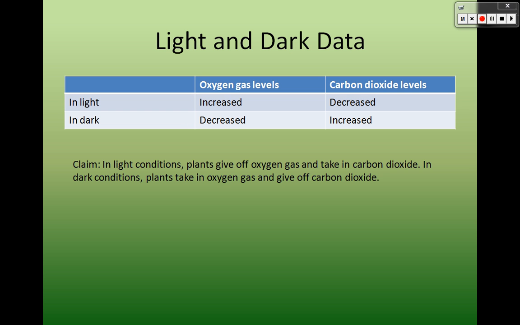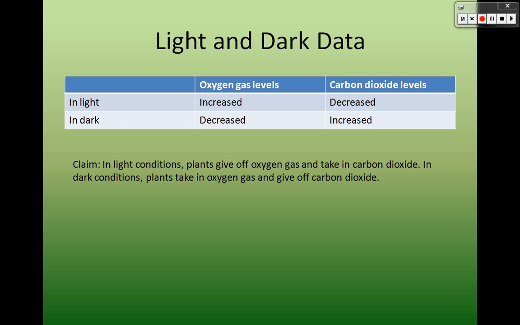And in fact, quite different from what we've always been told, that oxygen is given off by plants and carbon dioxide is taken in. So this is very confusing based on what, again, we've always been told. So the claim we can make then is in light conditions, plants give off oxygen gas and take in carbon dioxide. In dark conditions, plants take in oxygen gas and give off carbon dioxide. And as we go through understanding this data, we'll see if this is the only thing that's going on or if this is just the net, the overall increase and decrease.